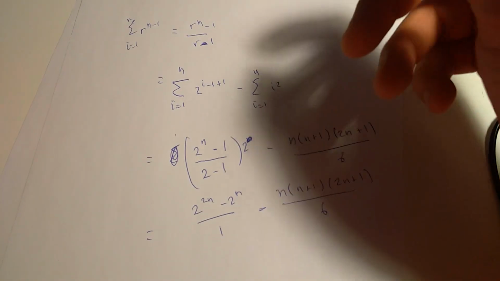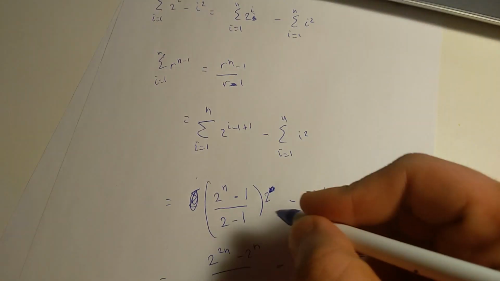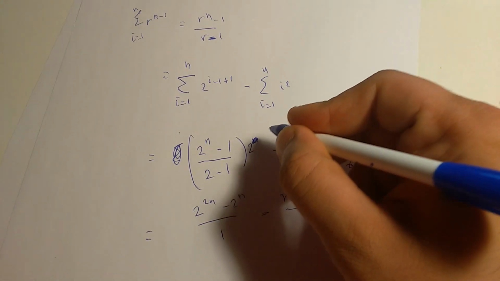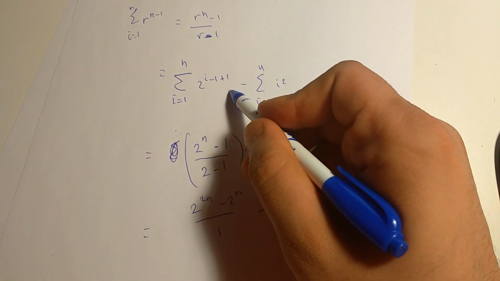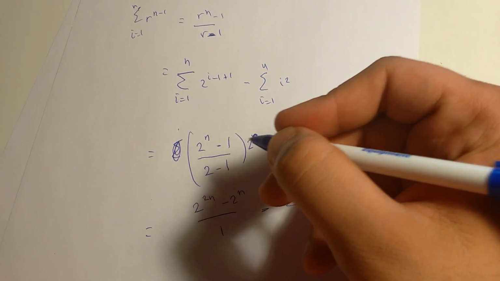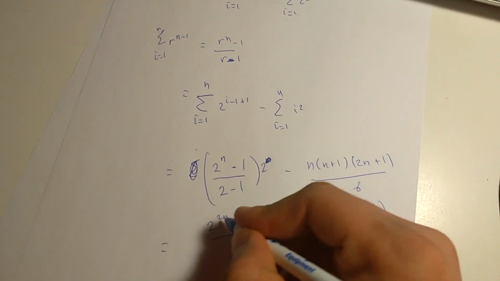So I made a mistake. Just want to notice that here it's not 2n, it's just 2. So that plus 1 is a factor of 2, not 2n. I made that mistake.